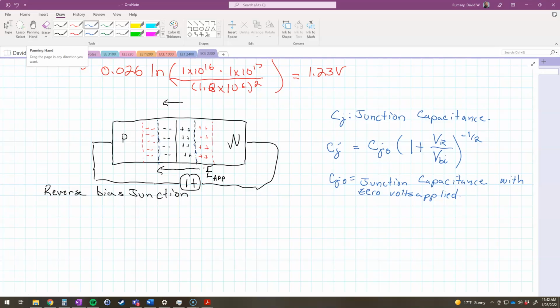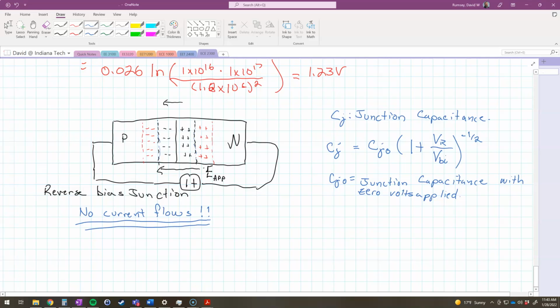Now, one thing we want to think about here is that no current flows, because this is going to be one of the most important things with the operation of a p-n junction or a diode. If you reverse bias it, in other words, if you put a negative voltage on the P terminal, it's in a reverse bias situation and no current flows. So that's important for a takeaway here.